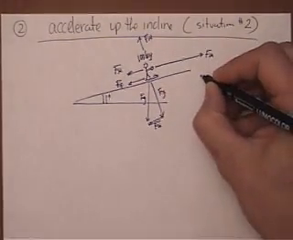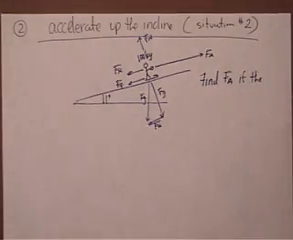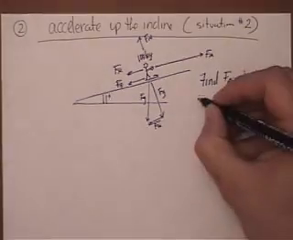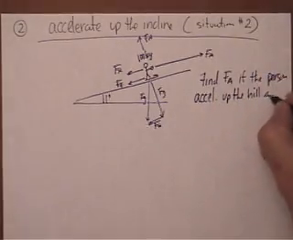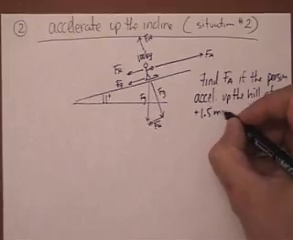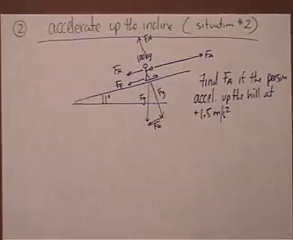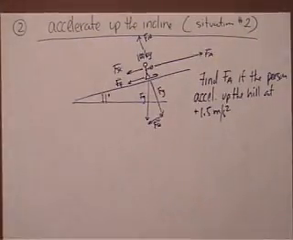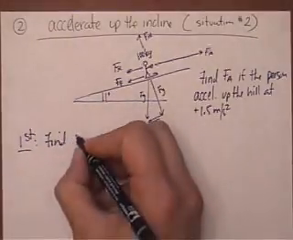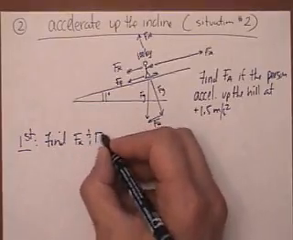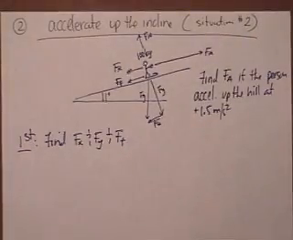So let's see. What we're going to do is find the applied force if the person accelerates upward, or up the hill, at positive 1.5 meters per second squared. So we're just saying that they're moving upward at positive 1.5 meters per second squared. All right, first we're going to find our Fx, then we're going to find Fy, then we're going to find our force of friction. Those are the three things that I'm going to do first.